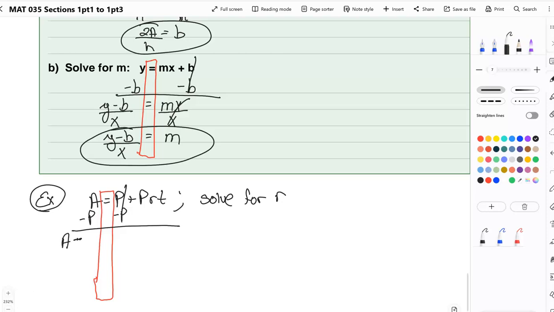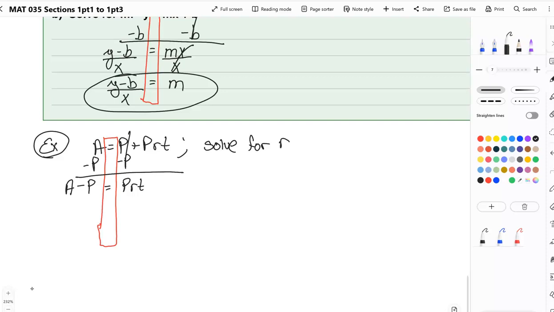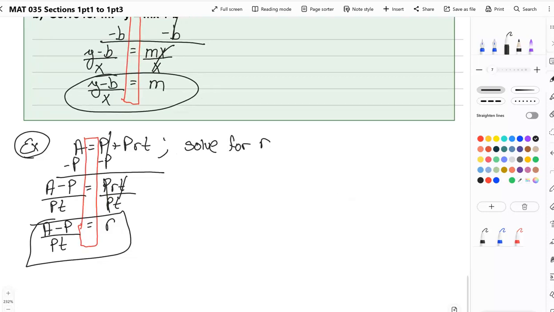So I have a minus p on the left, and then I have prt on the right. Notice on the right, everything's multiplied together, which means I'm going to divide by the p and the t, and I can divide them both at the same time. That's going to leave me with just that r. What I do to the right, I've got to do to the left. So I'm dividing the left by pt also. So I get a minus p over pt is equal to r. So that's how we solve literal equations.